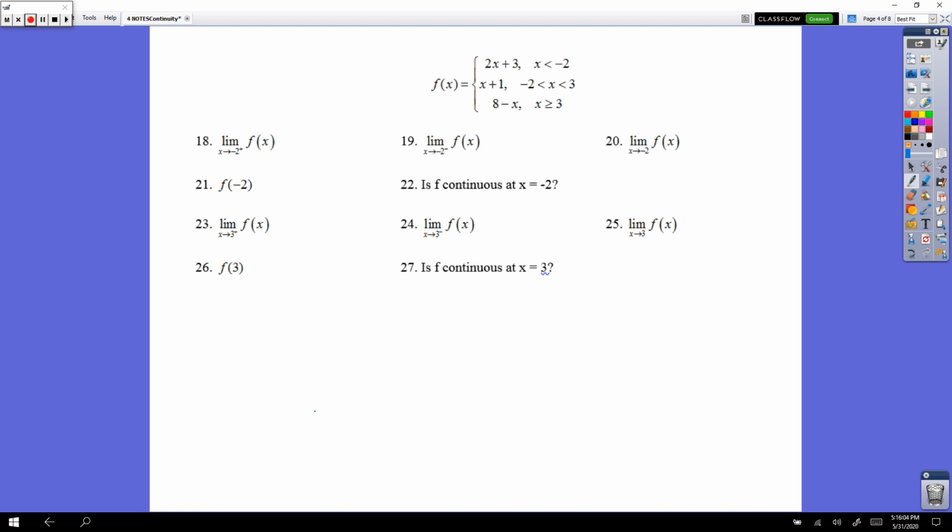Again, start by setting up your number line. This time I'm looking at x equals negative 2 and x equals 3. So the top equation, 2x plus 3, is on the left side of negative 2. In between negative 2 and 3 is x plus 1. And then the right side of 3 is 8 minus x.